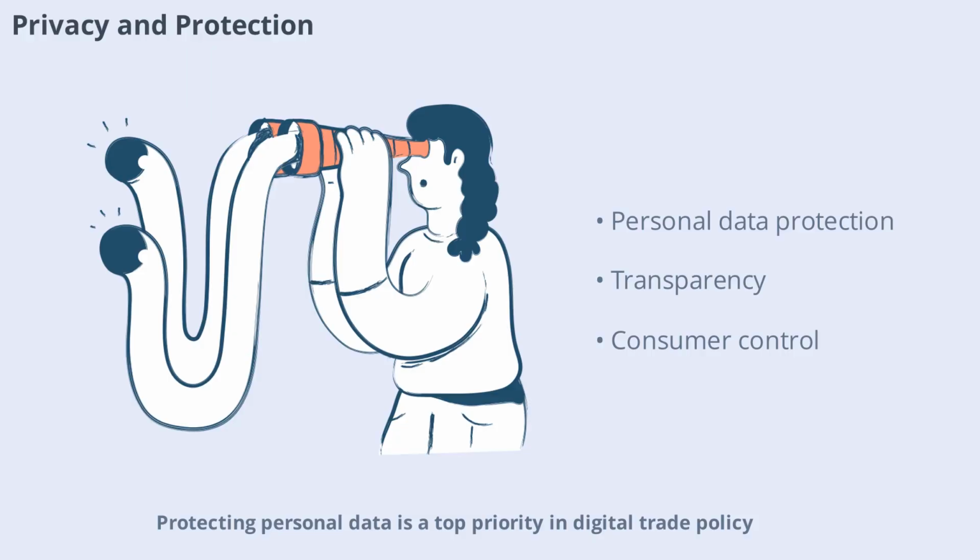Protecting personal data is a top priority in digital trade policy. Different countries have different standards for privacy, which can make international trade challenging. Policies often require businesses to be transparent about how they collect and use data and to give consumers control over their information. Strong privacy rules help build trust in digital markets.